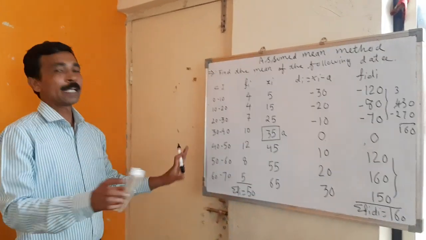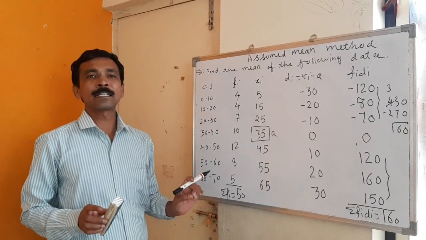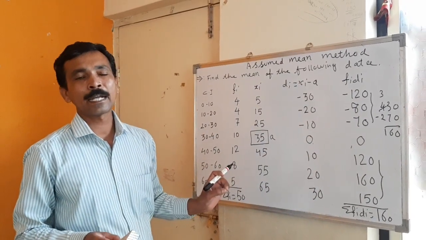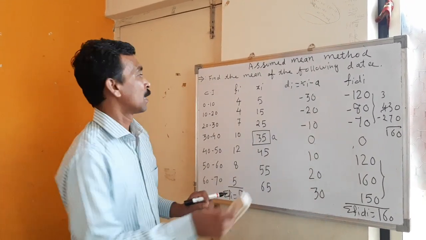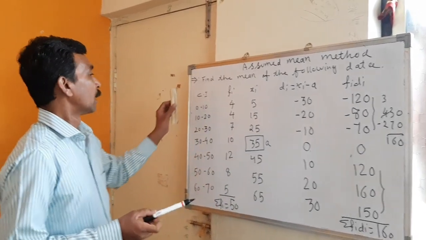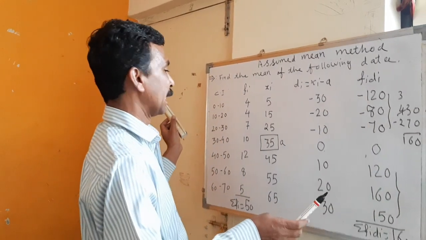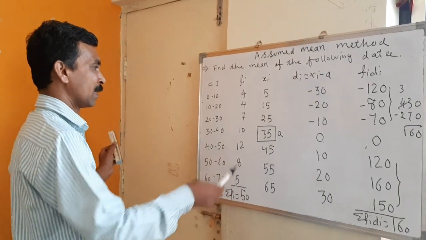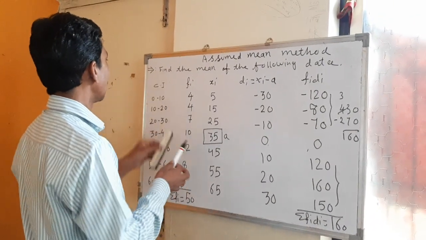So the table is ready. Now we have to write the formula, place the values and do the calculations. I will rub this and then I will write all the details. I have assumed mean with me. I will keep it as it is. I will write here.